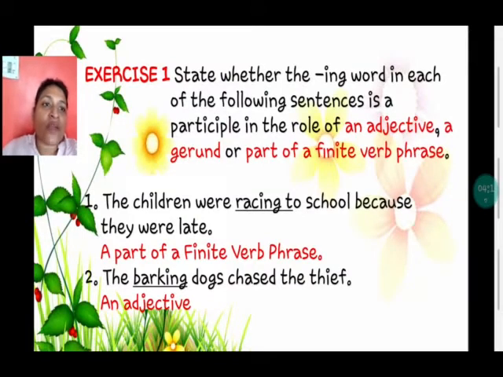Exercise 1. State whether the ing form in each of the following sentences is a participle in the role of an adjective, or a gerund, or part of a finite verb phrase. The children were racing to school because they were late. Now racing, ing, you have to identify ing or ed ones. Now here in the question it's all ing ones only. So this racing is a part of a finite verb phrase.